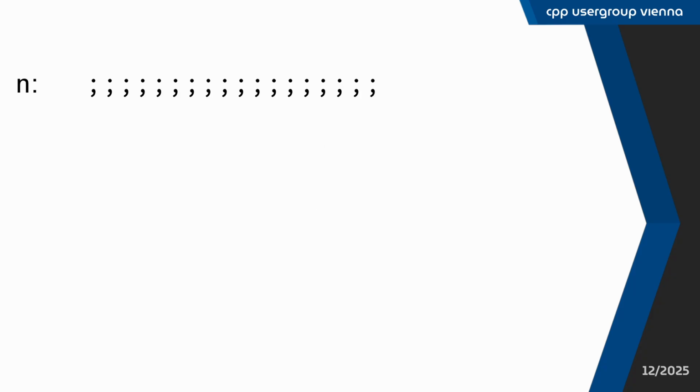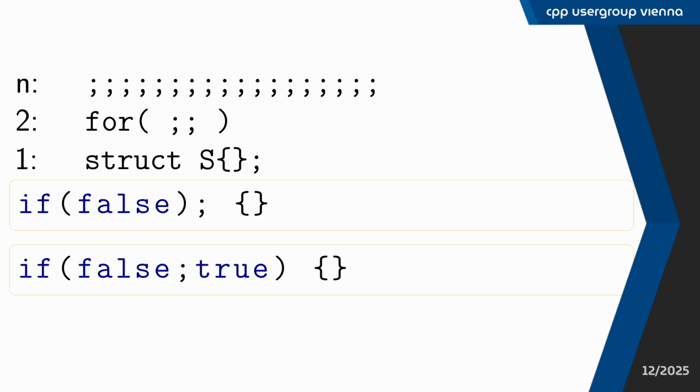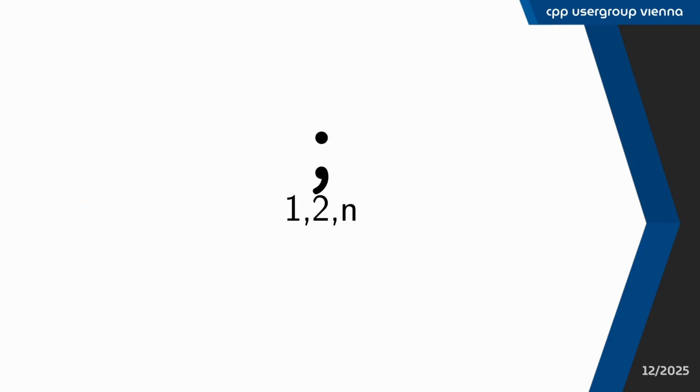Semicolon, that's boring. So let's make it different. Fewer semicolons: 2 semicolons in the for loop. Some people say this was faster than a while true loop in the olden days. I don't know whether it's true. 1 semicolon, probably the favorite semicolon of everybody here, but there are even better. If false, semicolon, something. And if false, semicolon, true, something. I don't know whether this is executed or not. It's valid C++ code. And yeah, so arbitrary many.